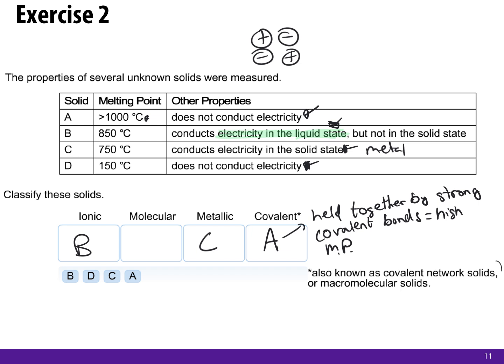Then our last one here is what's left over. That's D. Again, molecular solids are typically held together by relatively weak intermolecular forces. You can think about water as an example of a molecular solid with a melting point somewhat near 150 Celsius. Diamond would be a typical covalent network solid, much, much higher melting point because it's held together by much stronger forces, those full covalent bonds.